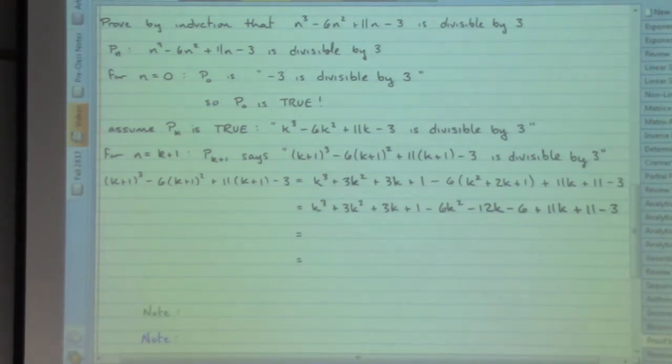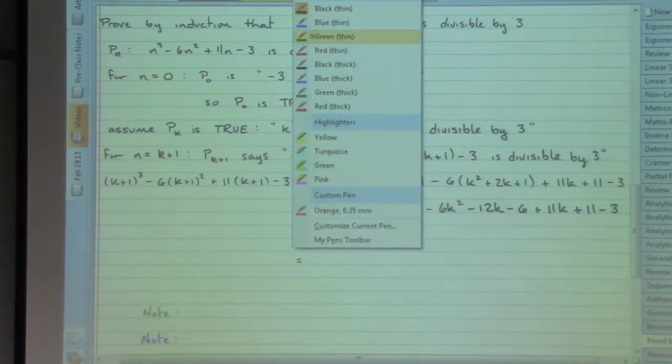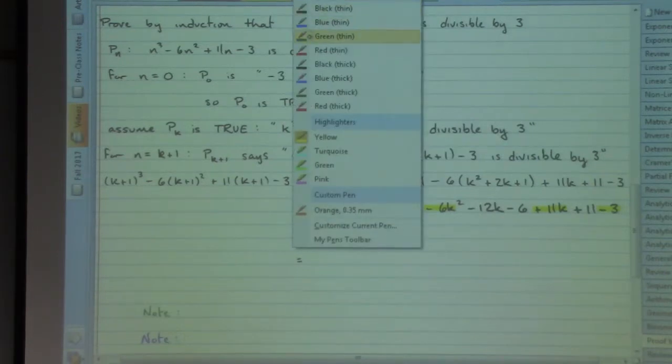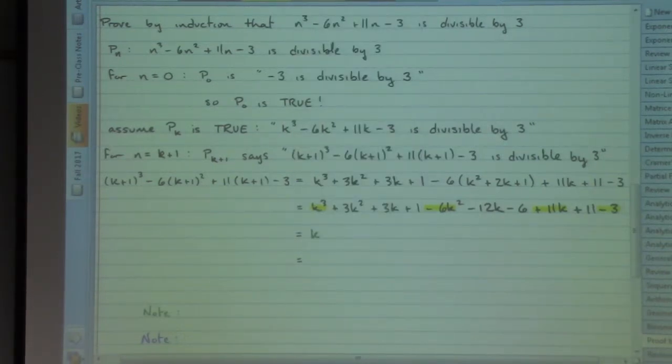So if we go through and highlight those, actually, let's literally highlight those. I'll write them in a separate color in just a minute. So there are those 4 terms. k to the power of 3 minus 6k squared plus 11k minus 3.